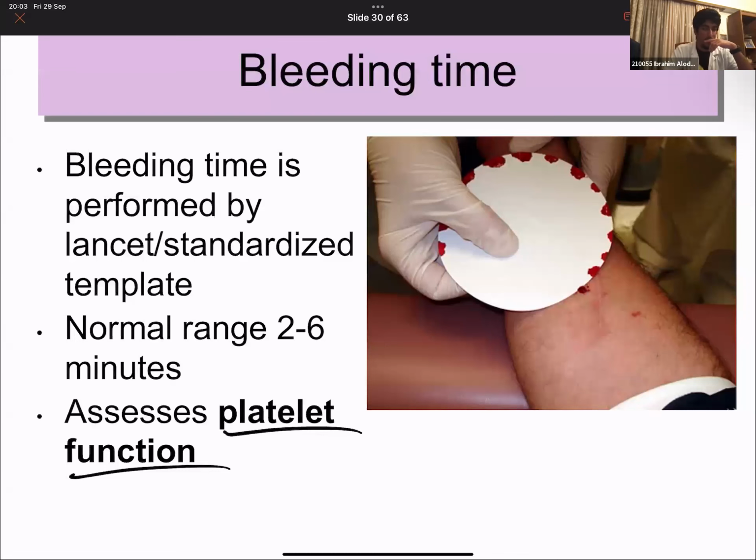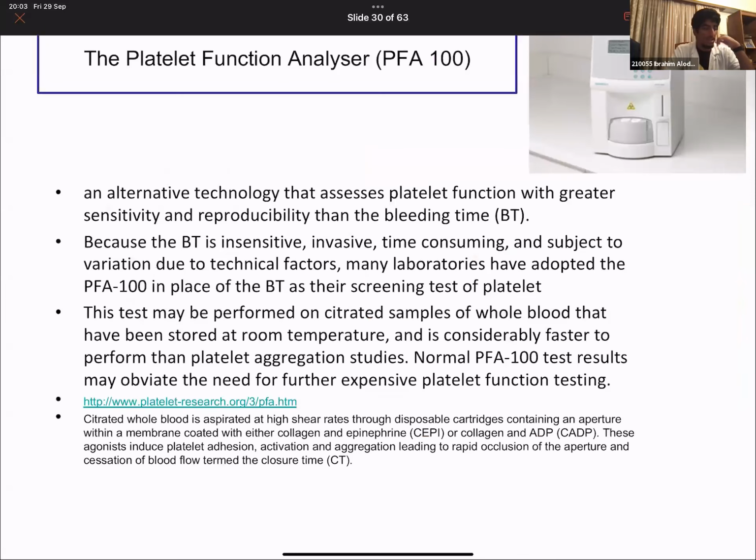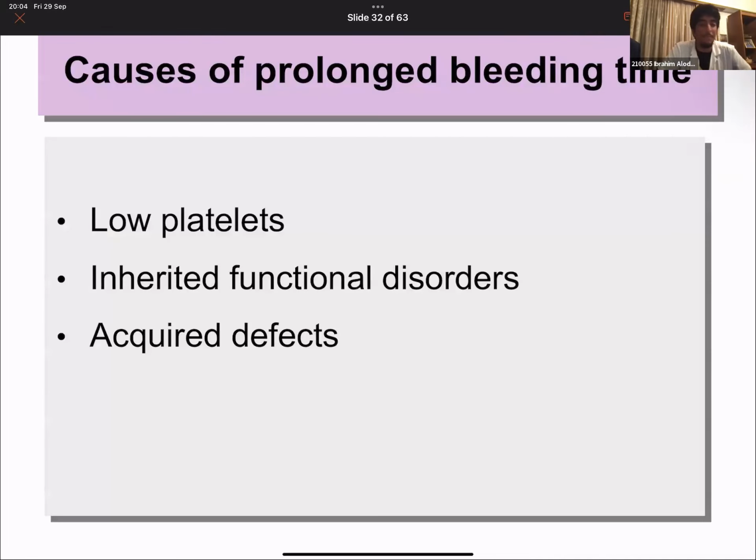This is the platelet function analyzer 100. There are a lot of words on the slide that you can read on your own time if you want to. This is more for your interest. This is what the machine looks like. This is what they do use these days, and it just tests the platelet function. It's a slide that you can honestly skip if you want to, but if you're interested in the details of it, it's here.